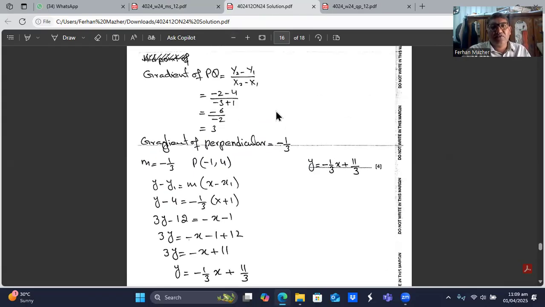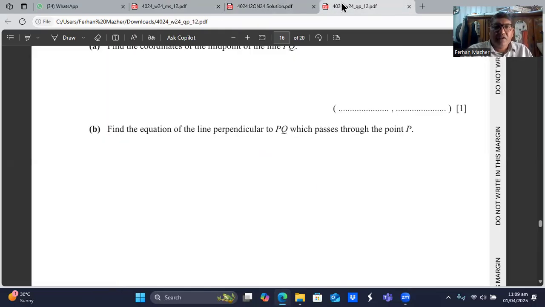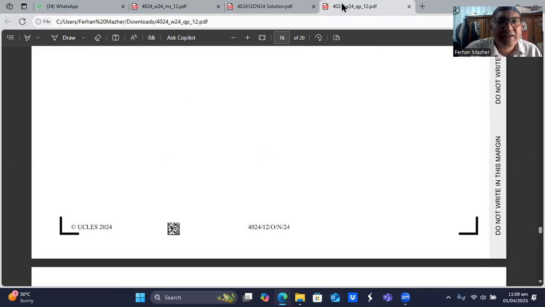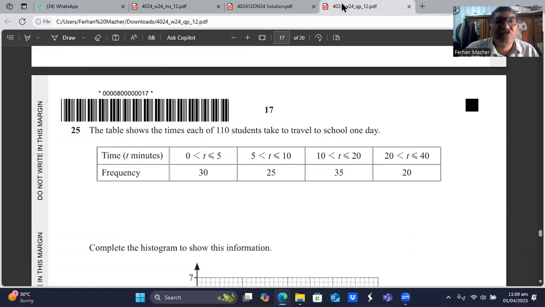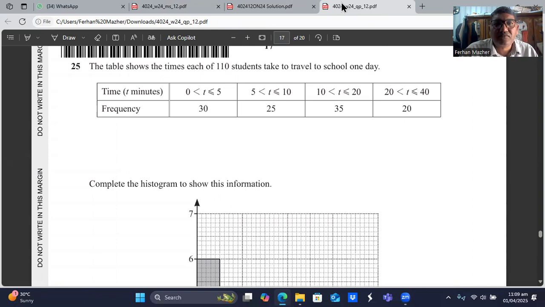So you can see the whole thing together. This is how we have done this. Okay, so we are moving to the next, and the next is question number 25.